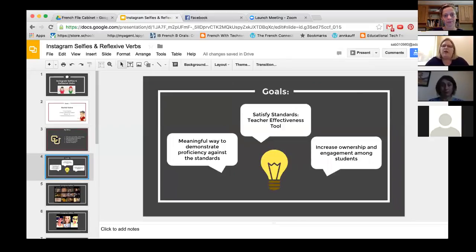And so one of the projects that I developed, as Edwige mentioned, is this reflexive verb project. I had three goals in doing this. I wanted a meaningful way for my students to demonstrate proficiency against the standards. In the classroom, that's what it's all about, right? The kids need to be able to demonstrate that they're learning. It's not just a question of filling in the blank anymore.